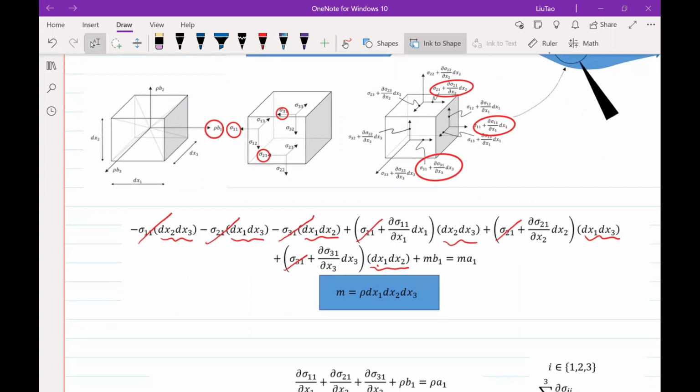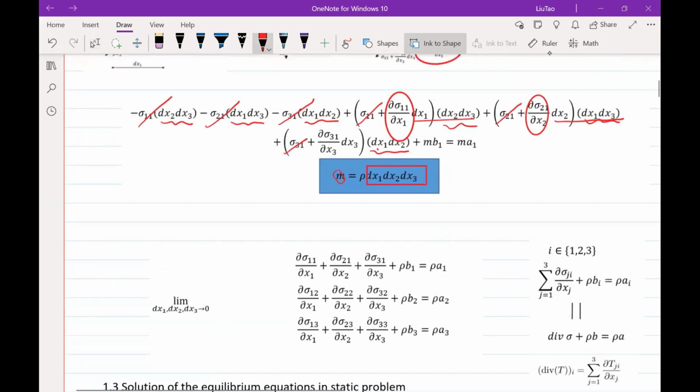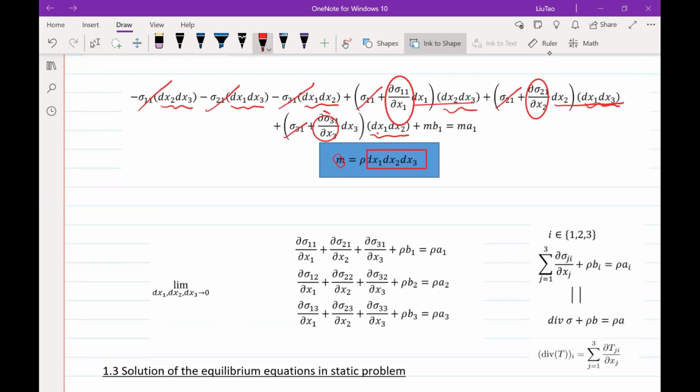So, we know that the mass is equal to the density rho times the volume of this cube, which is dx1 times dx2 times dx3. And then we can plug in m and divide the volume on both sides. Then we will have this term left, because this is the volume. This term left. This is the volume, and this term left. This is volume, and this will become rho. This will become rho as well.